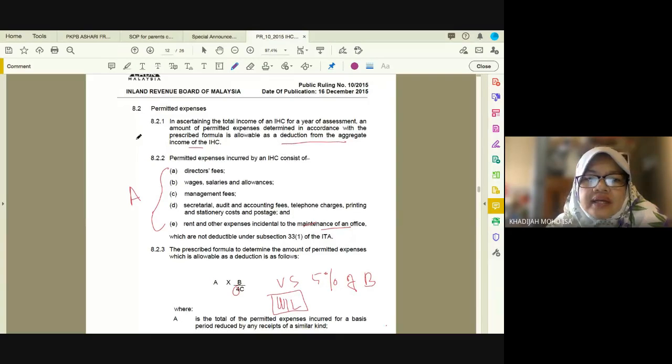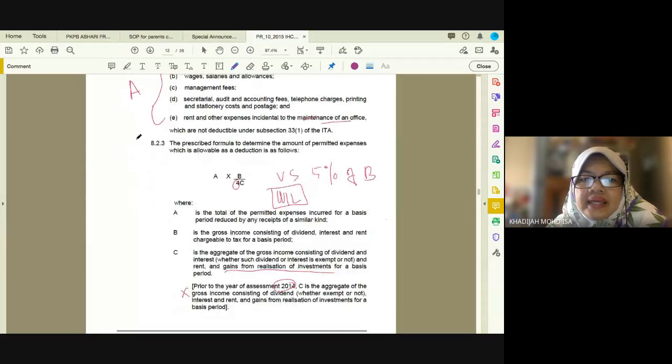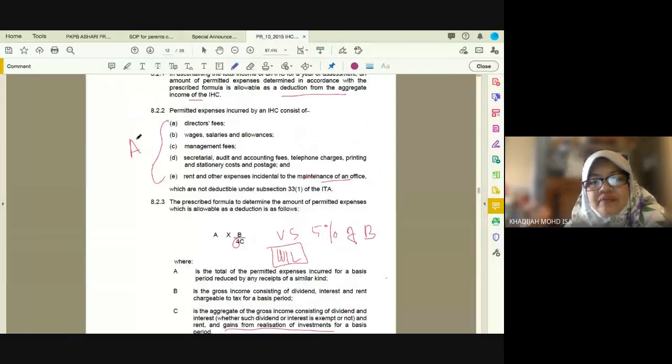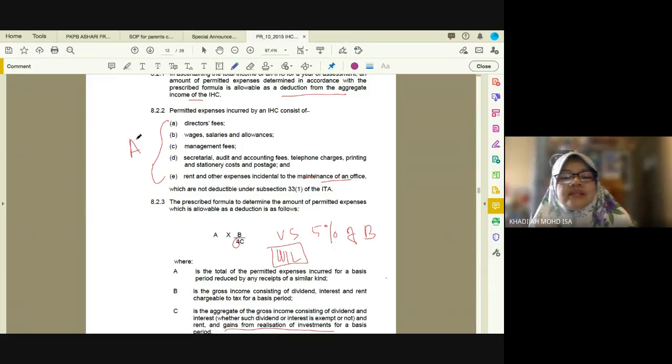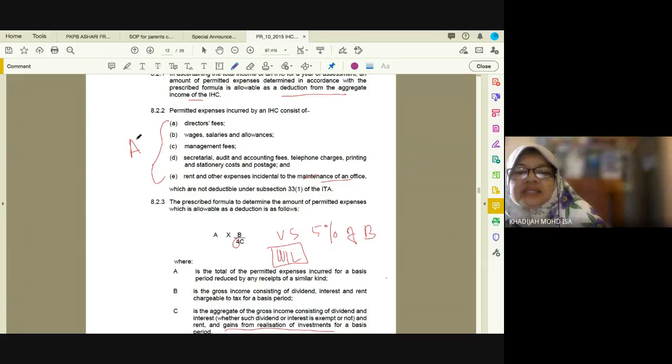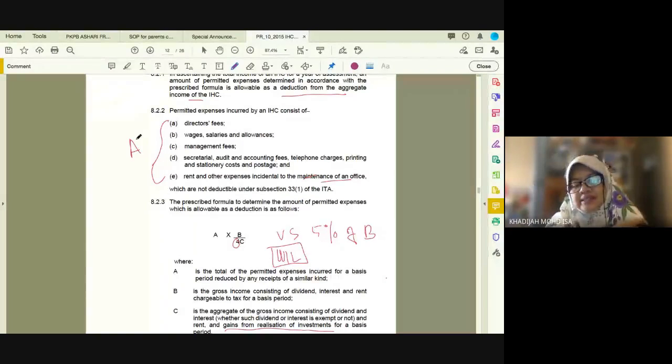Then you have to use this formula: A times B over C. A is the permitted expenses, the one that you have computed. Given a profit and loss account of an ISC, you have to decide, number one, what are the permitted expenses, which of the expenses are permitted expenses. You identify those expenses and use that information times B. What is B? B is your gross income consisting of dividend, interest and rental, which is chargeable to tax.